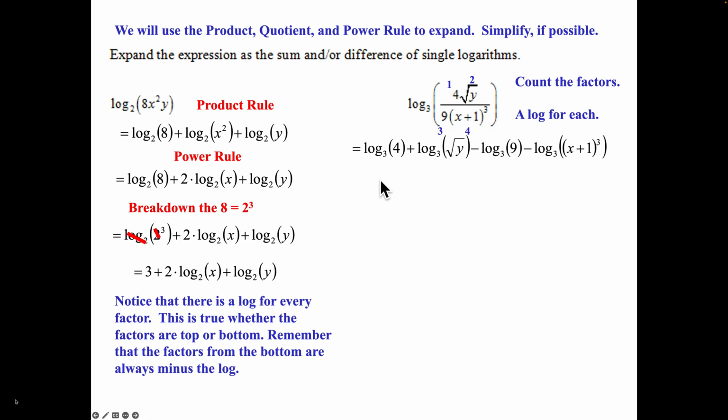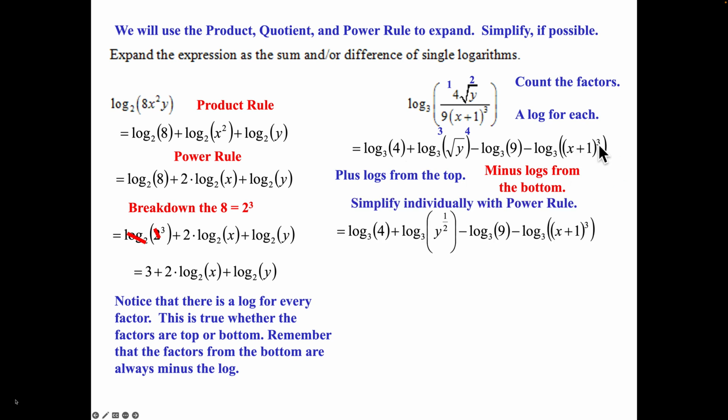So log base 3 of 4 plus log base 3 of the square root of y minus, now we're on the bottom, log base 3 of 9 minus log base 3 of (x plus 1) to the third power. So again, notice your bottom factors are minus logs from the bottom, top factors are plus logs. Now we'll simplify each one.